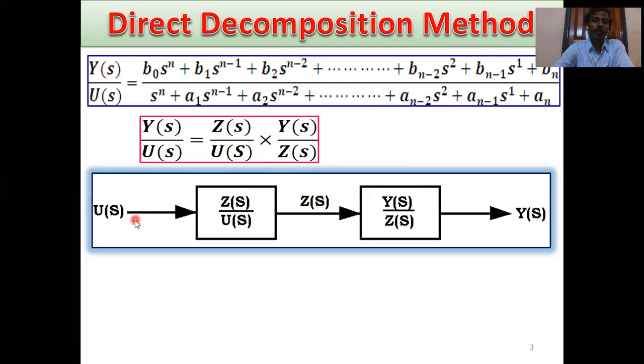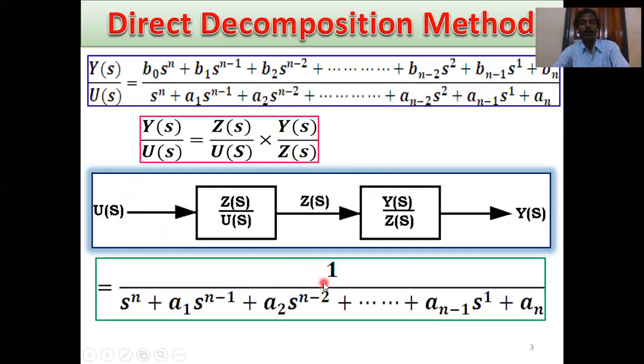So Z(s)/U(s) is the first block, with output Z(s) and input U(s). So output by input equals the first transfer function. This is Z(s)/U(s). And the second transfer function is Y(s)/Z(s). This is the second transfer function. And this is the first transfer function, Z(s)/U(s).